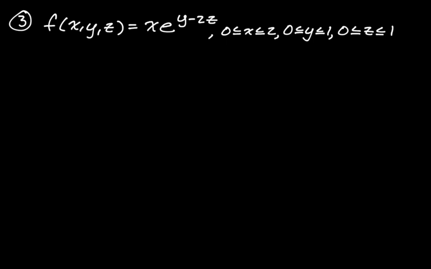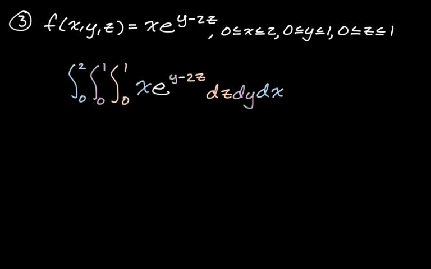When I can, I like to go dz, dy, dx. So integrate with respect to z, then with respect to y, then with respect to x. It's just my preferred order of doing these things, so it's pretty straightforward in this case. 0 to 2, 0 to 1, 0 to 1, x e to the y minus 2z, dz, dy, dx.